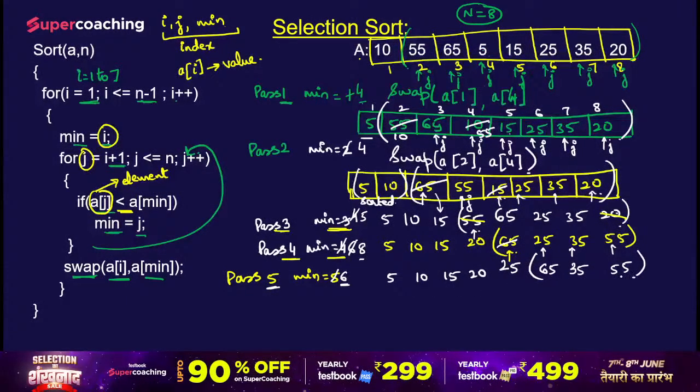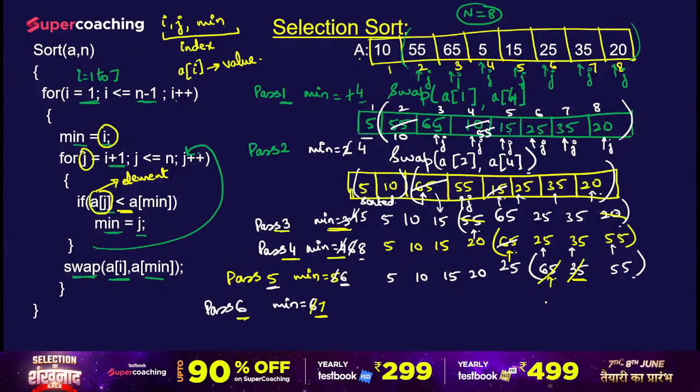We have to consider the remaining problem. Go to pass 6. Minimum element is what? We'll assume that the minimum element is at index 6. Now consider the element at index 6. This is 65. J कहाँ से start होगा? From the 7th index. 35 is smaller than 65? Yes, so min will be updated. Then 55 is smaller than 35? No. So that means we have to swap the 6th and the 7th element.